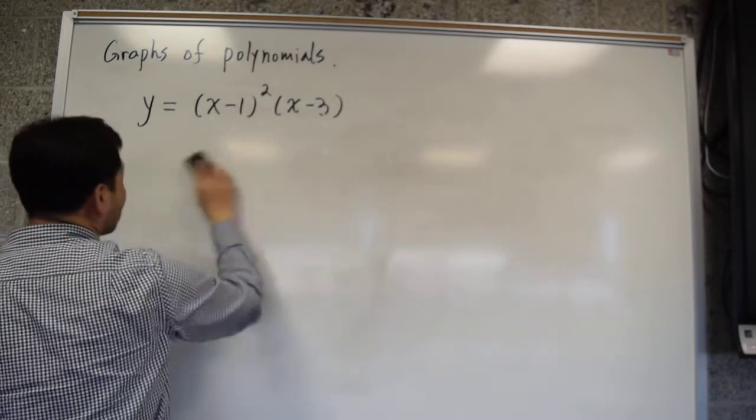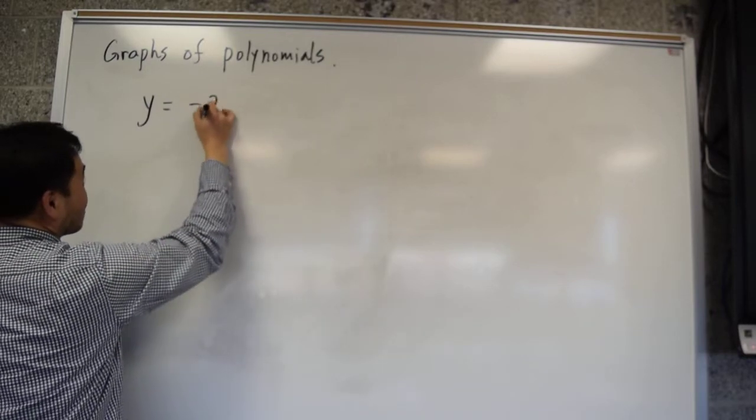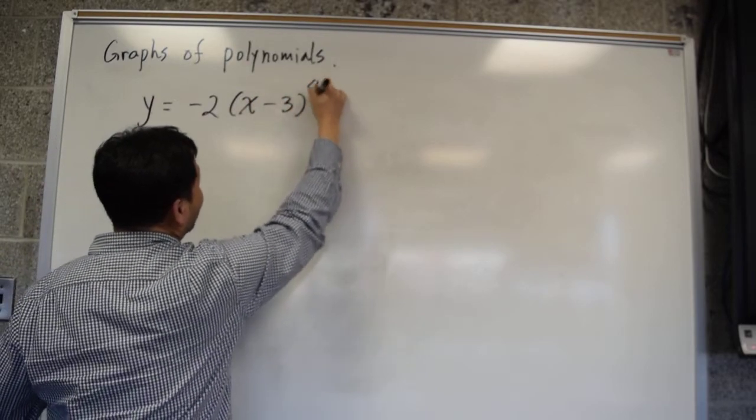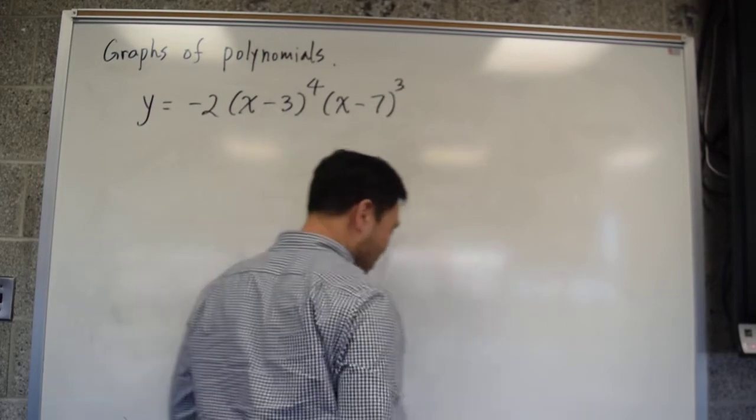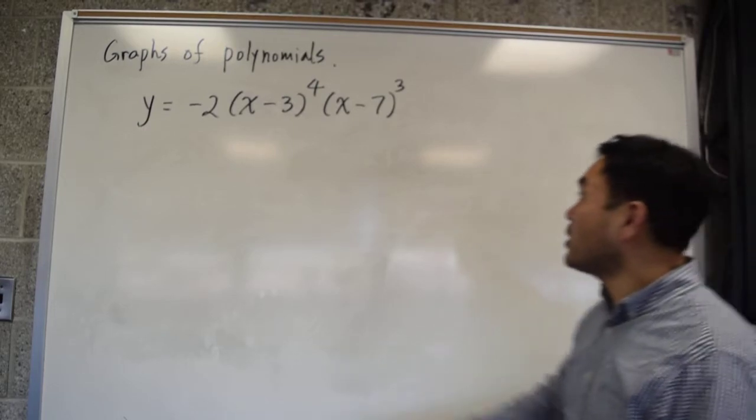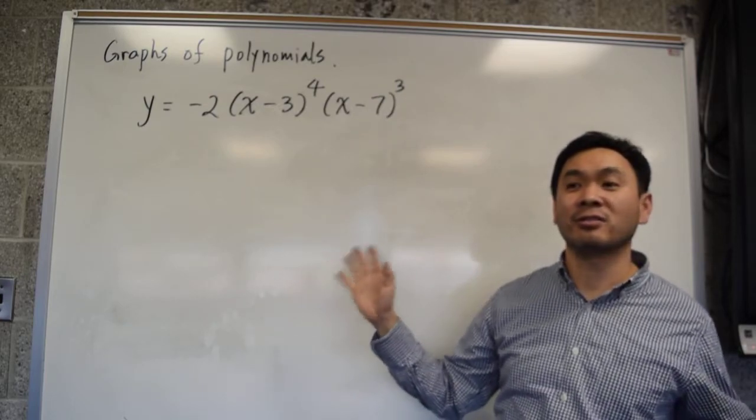Yeah, are you ready for a super duper hard one? Okay, we're going to do something super duper hard. (x minus 3)^4 (x minus 7)^3. All right. x to the third times x to the fourth, what's that? x to the 7th.